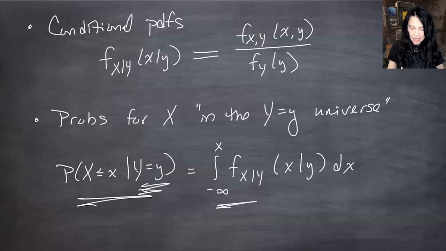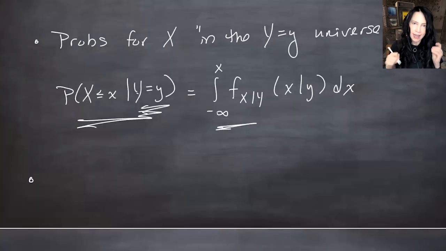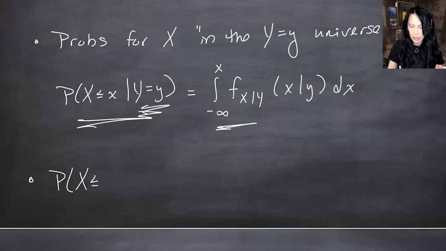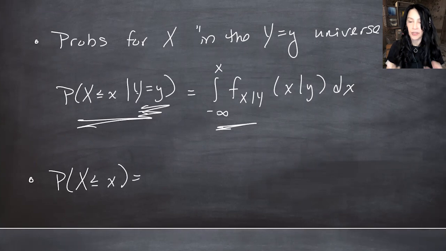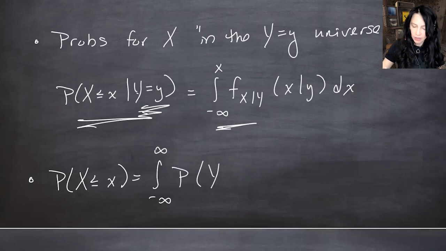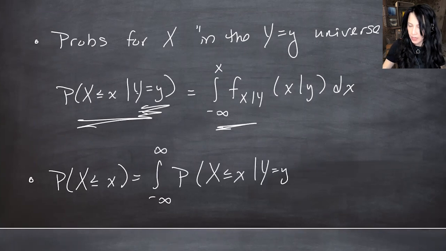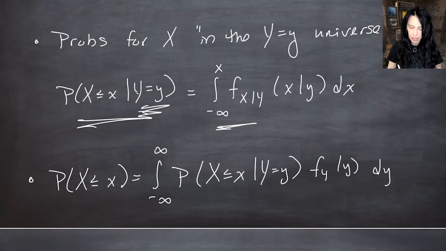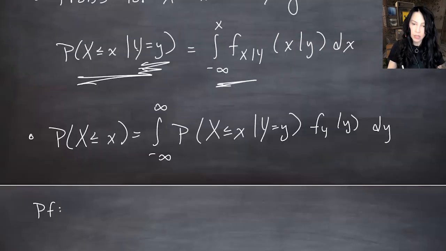And so I did claim earlier in my aside within the proof that the probability that X is less than or equal to x, we can get it by conditioning on Y. I claimed this was the integral from minus infinity to infinity of the probability that X is less than or equal to x, given Y equals y, times the PDF for Y. But let's prove it. So a little proof here.